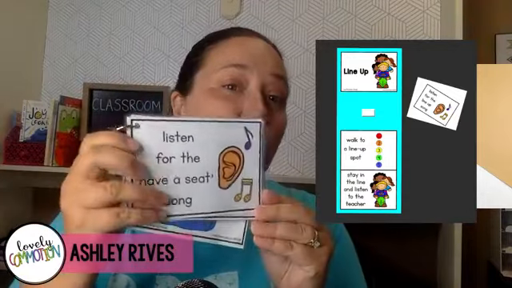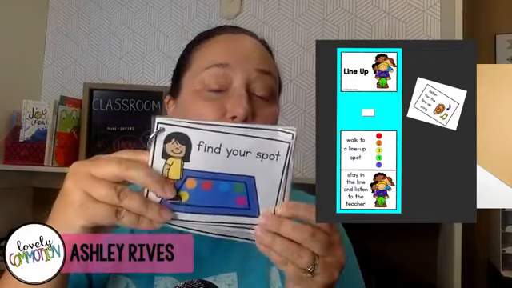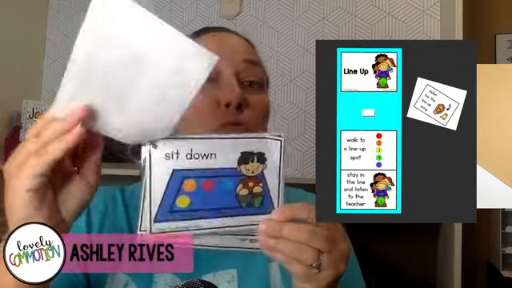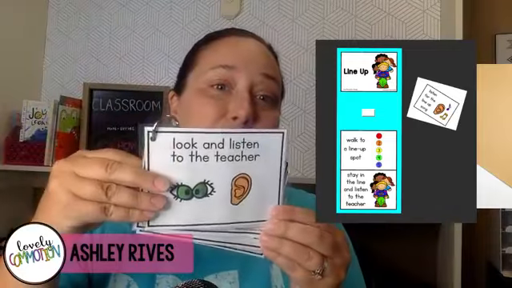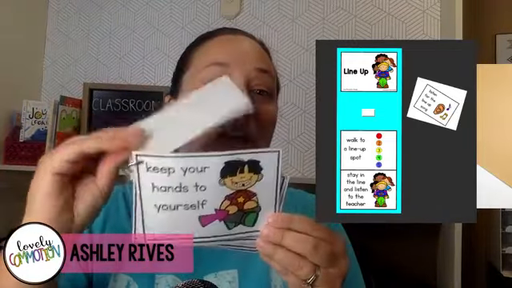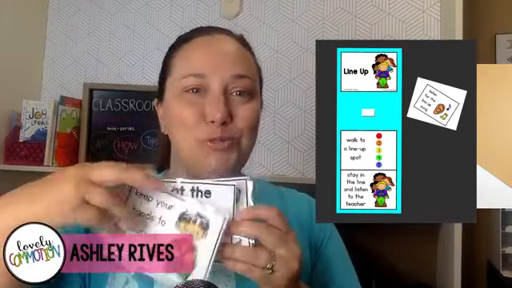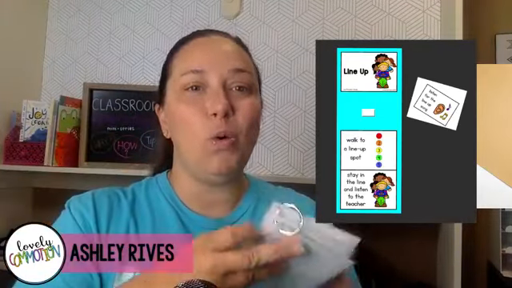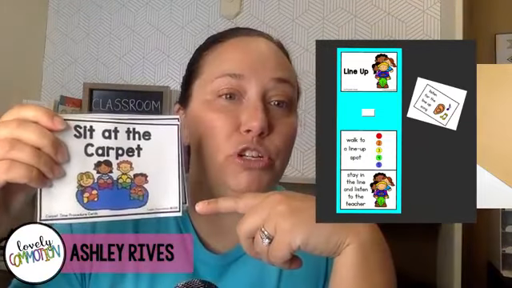Look, we're going to listen for the Have a Seat song, and when we hear that, we're going to go find our spot, and then we're going to sit down and look and listen to the teacher, right? And we're going to keep our hands to ourselves. And you can obviously decide how many steps you want in here per that child, or how many cards you want to use. So this is a great option too.